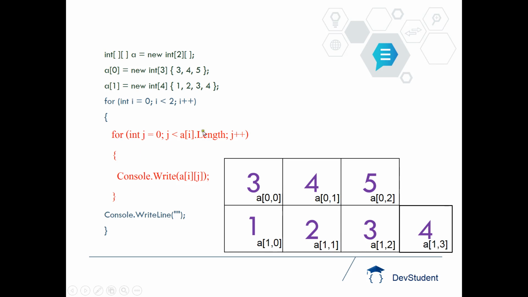Again, the second time when the loop is repeated, a of 1 dot length, that means the second row length, is going to be 4. So the loop is repeated 4 times. Like that, to get the dynamic number of columns, I'm using a of i dot length here. And for printing the values inside the jagged array in the console, I have used console.write of a i j, as shown here.